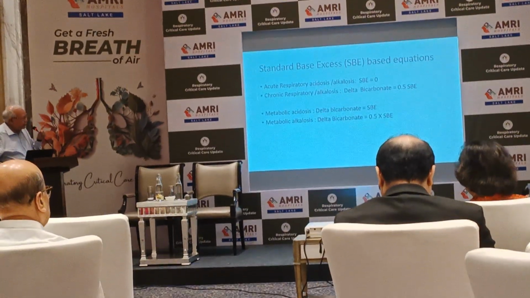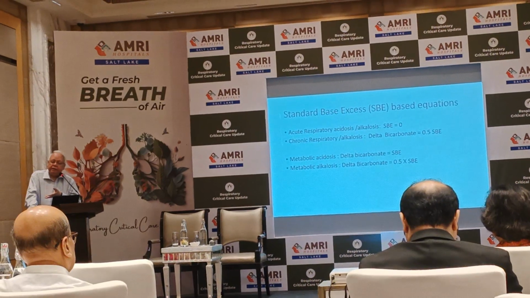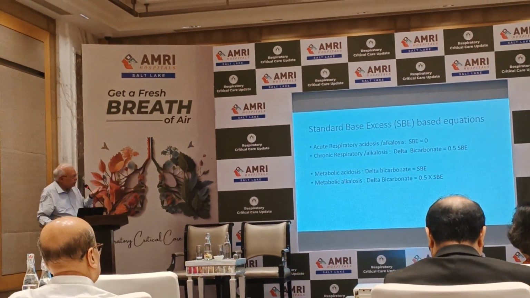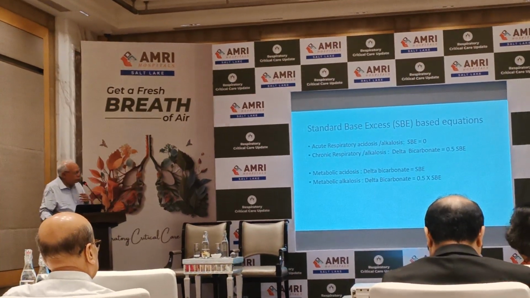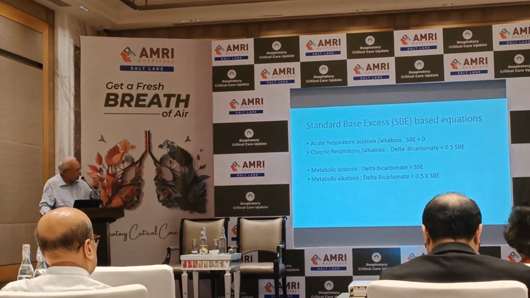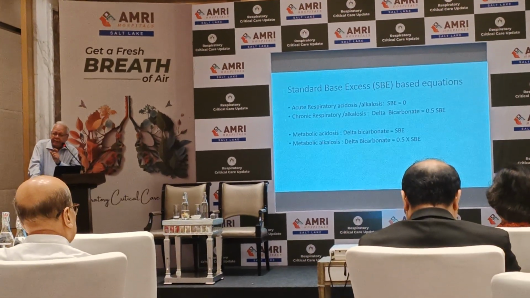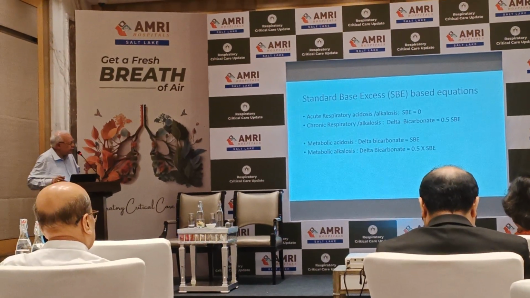In chronic respiratory acidosis and alkalosis, the bicarb change should be half of the standard base excess. That means if they give you a base excess of say 20, it has to be 10, so the bicarb should be 34. So you calculate the delta base excess, the delta bicarb, and half of the base excess.